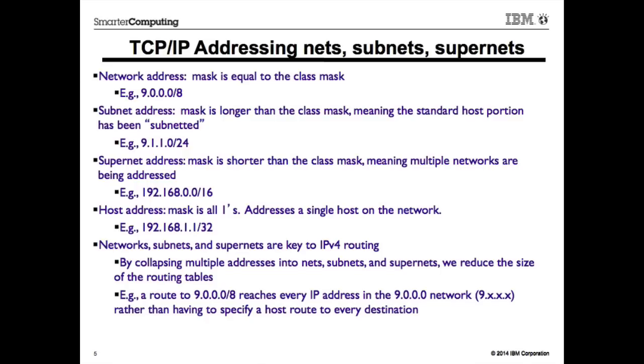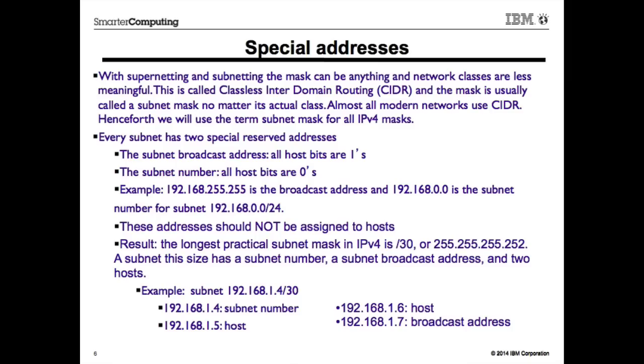Now the reason we're discussing this is because networks, subnets, and supernets are key to IPv4 routing. They allow you to collapse multiple addresses into one addressable entity, so you reduce the number of routes. For example, a route to 9.0.0.0/8 is a network route, and it reaches every IP address in the 9.0.0.0 network instead of having to have a zillion host addresses to reach every host in the network. Similarly for subnets and supernets. So going on in slide 6, we have this concept of classless interdomain routing, or CIDR. Classless interdomain routing is just a fancy way of saying we don't really care that much about networks.